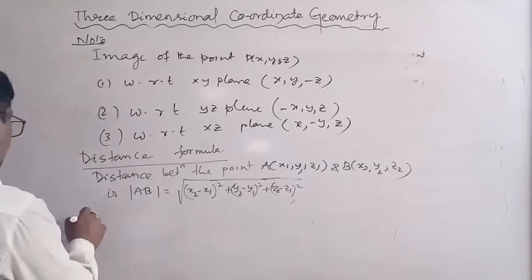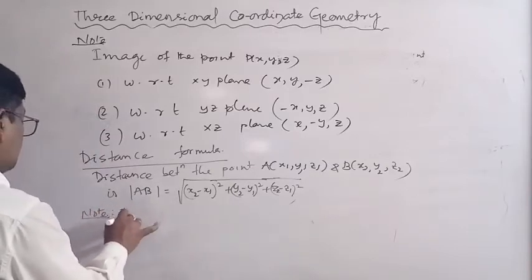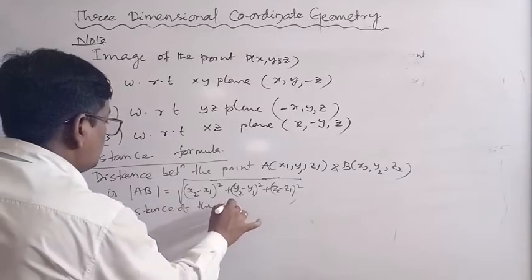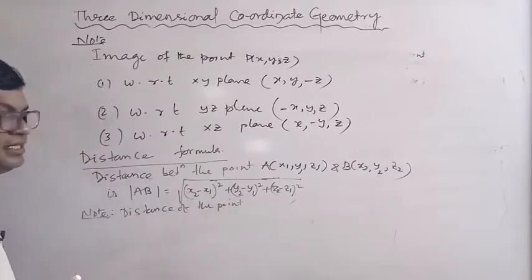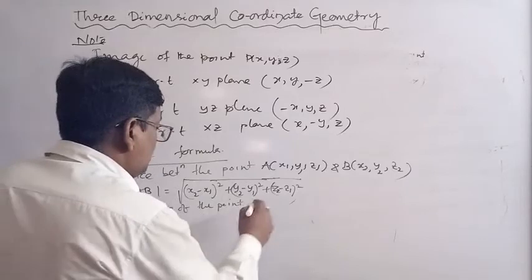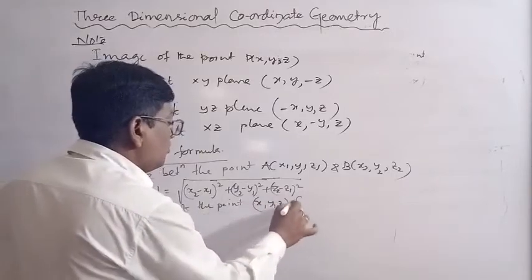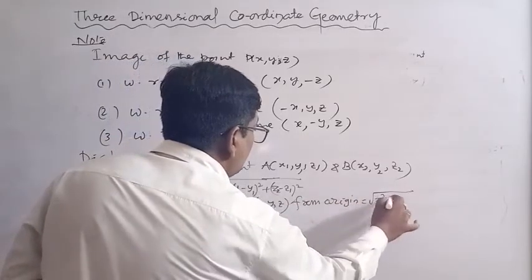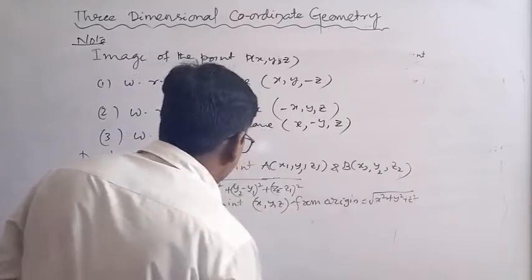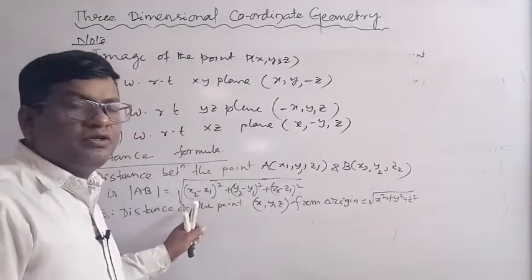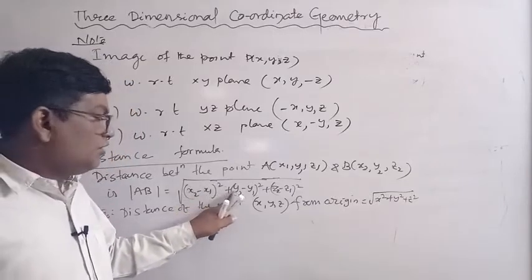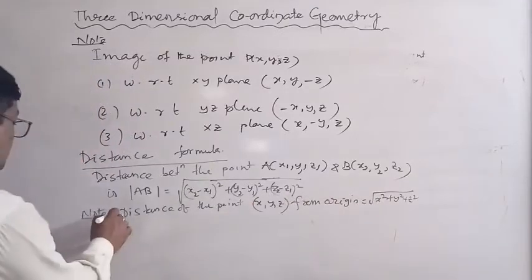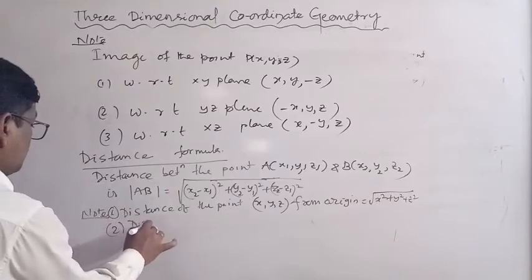Now note: the distance of the point x, y, z from the origin is equal to root over x square plus y square plus z square, because x2 minus x1, that is x minus 0 square, that is x square, y minus 0 square, that is y square, and z minus 0 square, that is z square. This is note 1.